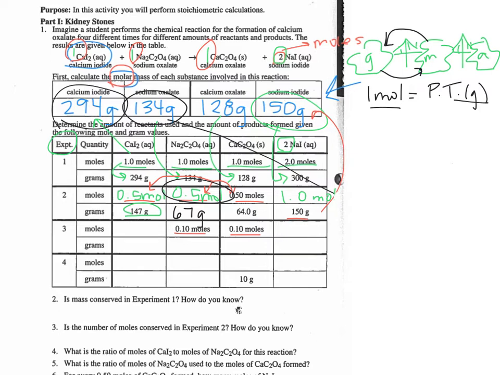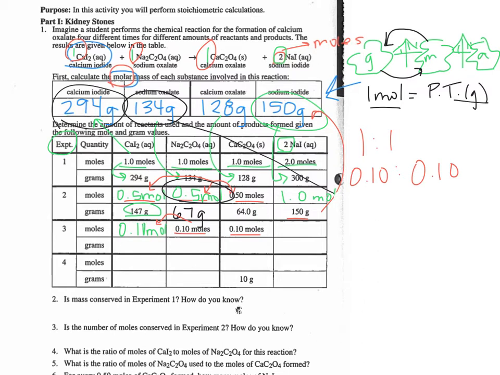So if we take a look again at the mole ratio from sodium oxalate to calcium oxalate, it's a 1-to-1 ratio. So 1-to-1 ratio means that whatever one guy is, the other guy is. So if one of them's 0.1, then the other guy has to be 0.1. So this one here is 0.1 moles, or 0.10.